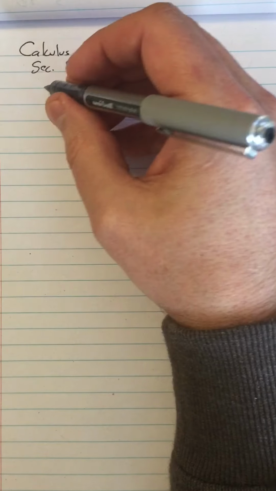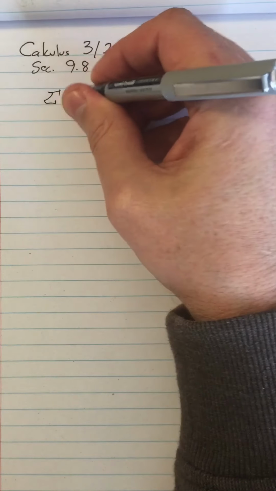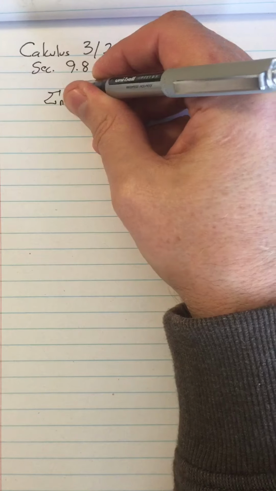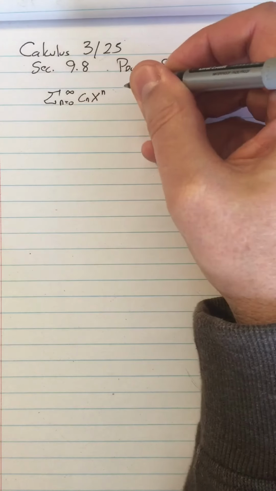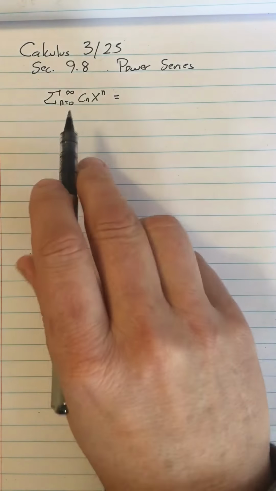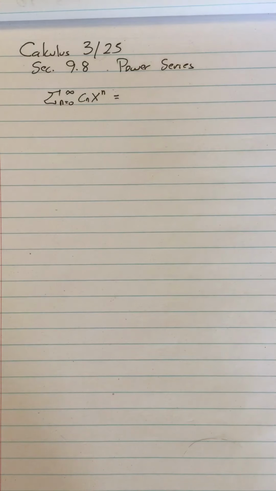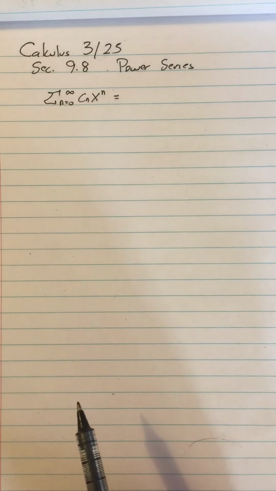So here's the definition of a power series. The sum from n equals 0 to infinity of c sub n x to the power of n. All right, so these sums start with 0. So technically a sequence always starts from 1, but we talked about how you can adjust that a little bit depending on how you want to define things.